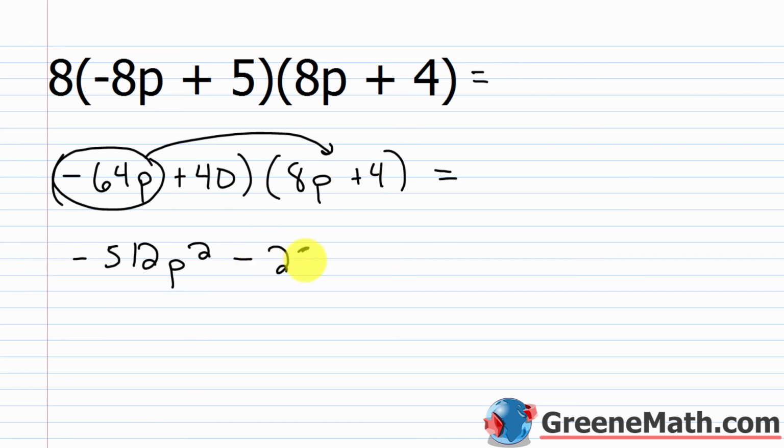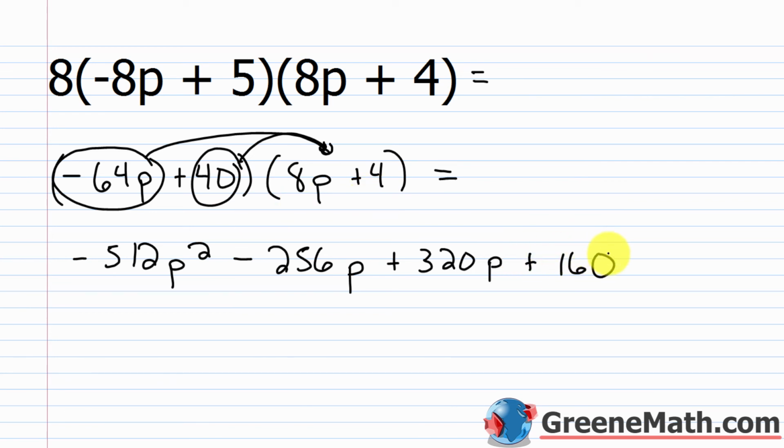So negative 256p. And then we have 40 times this guy. So 40 times 8p. 4 times 8 is 32, and then put a 0 at the end, that'd be 320. So plus 320, don't forget about the p. And then 40 times 4, that's easy. 4 times 4 is 16. Put a 0 at the end, it's 160.